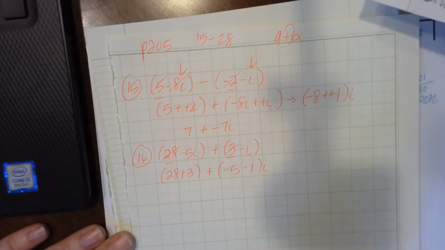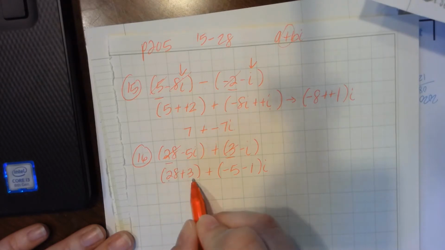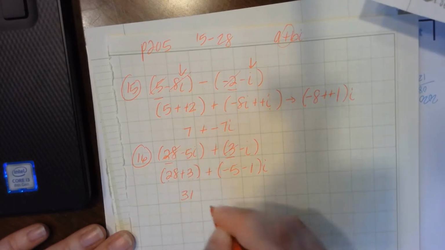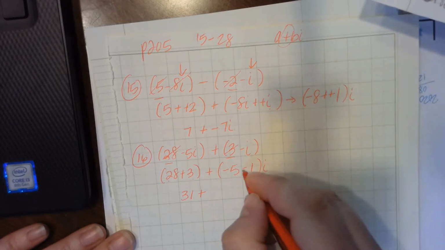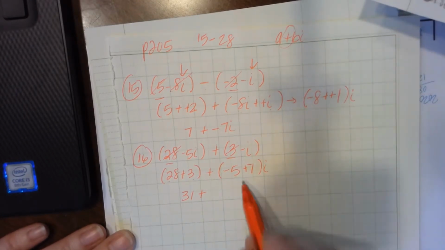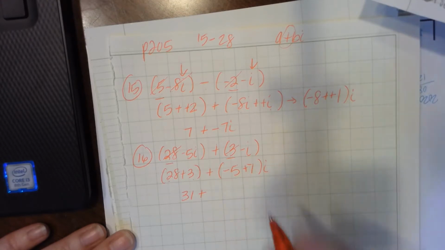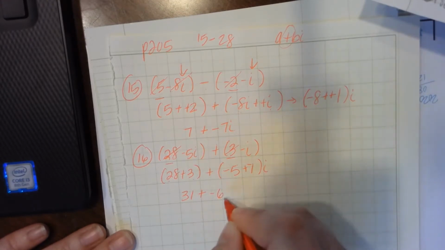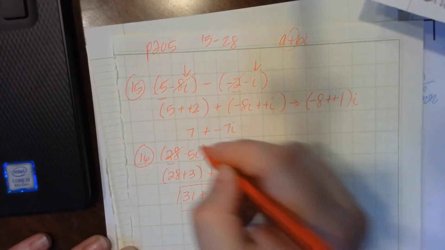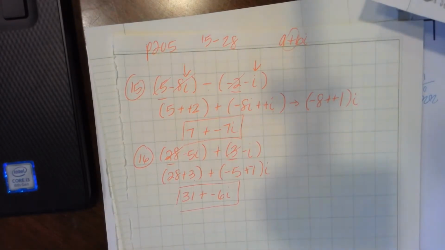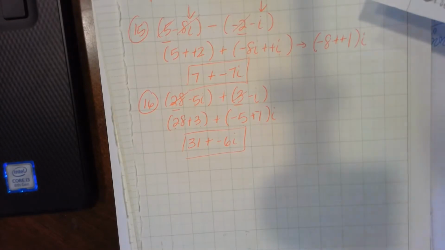So when I group these together, I have 28 plus 3, which is 31. Then I'm adding negative 5 minus 1. Remember we can go plus minus there. Negative 5 plus negative 1 gives me negative 6. And don't forget your i. And that is your answer. Dunzo.